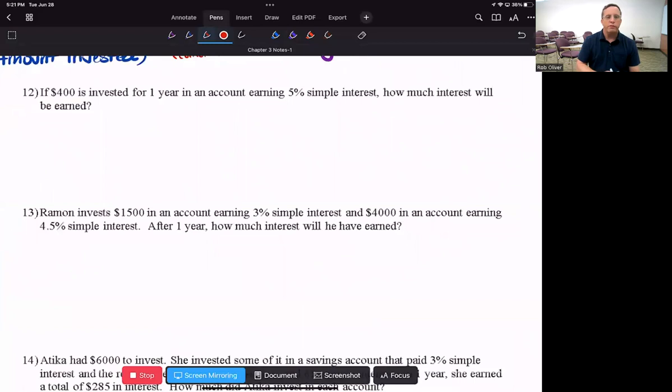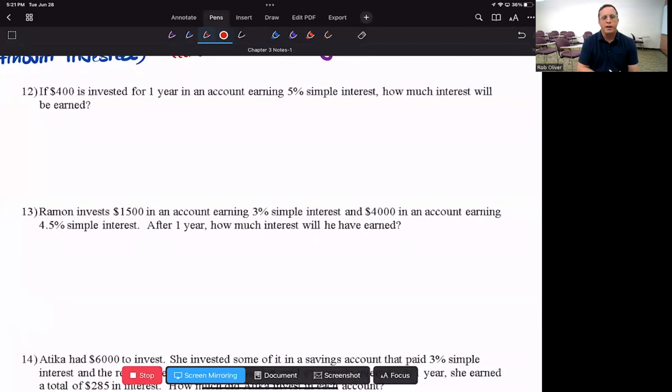So for number 12, let's go ahead and do this. $400 is invested for 1 year in an account earning 5% interest. How much interest will be earned? This one's pretty straightforward. We've got $400 as the principal. We're going to multiply that by the rate. The rate says 5%, so 0.05, and then times that by the number of years.